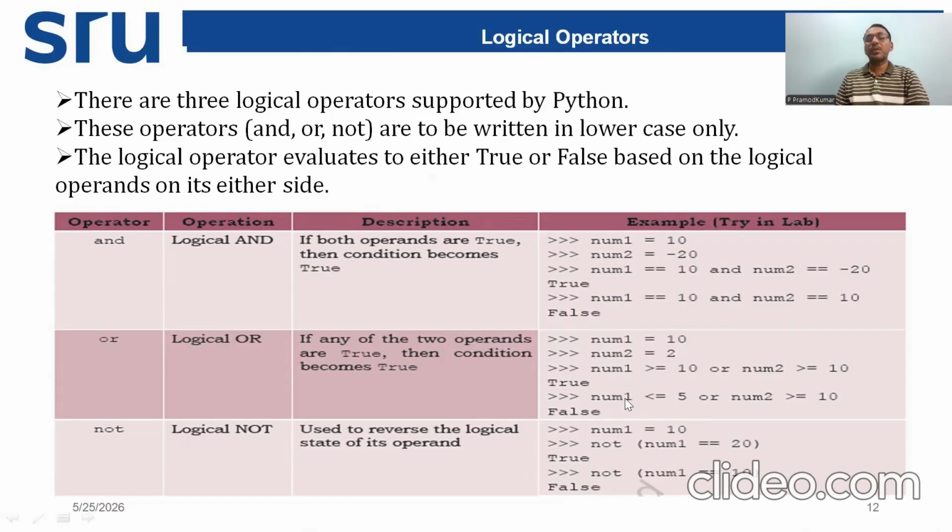Then in the second example, number 1 is less than or equals to 5. This is false. And number 2 is greater than or equals to 10. This is also false. False or false becomes obviously false.